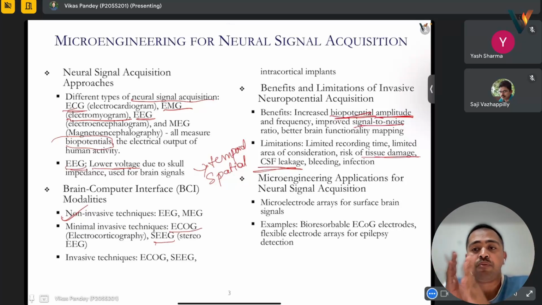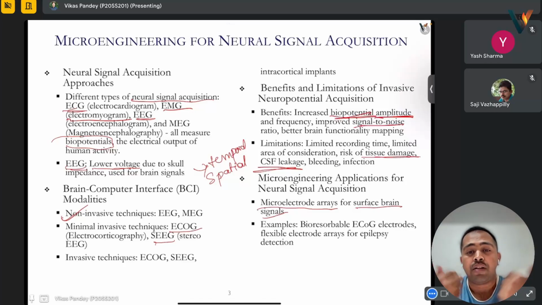In all this, microengineering plays a role. That is, microelectrode arrays for surface brain signals are developed by microengineering. As we have seen previously, flexible electrodes are needed, they must be biocompatible and so on. But here we are not talking about stimulation, we are talking about signal acquisition. In this case also, microengineering or microfabrication plays a role in creating the microelectrodes.